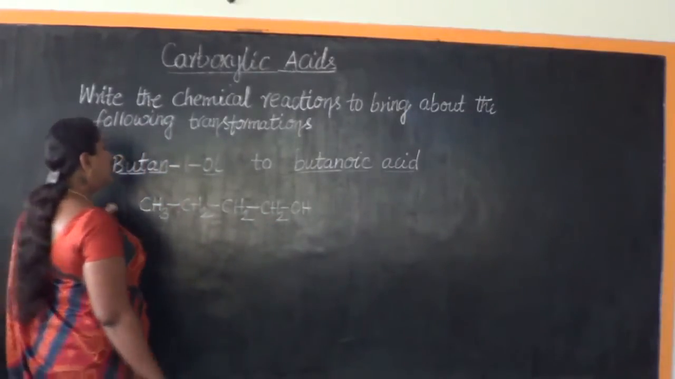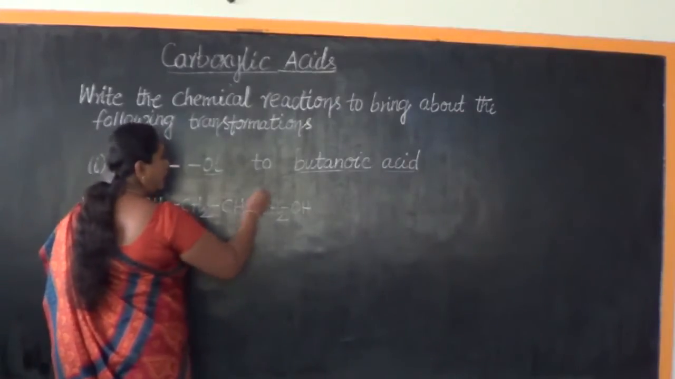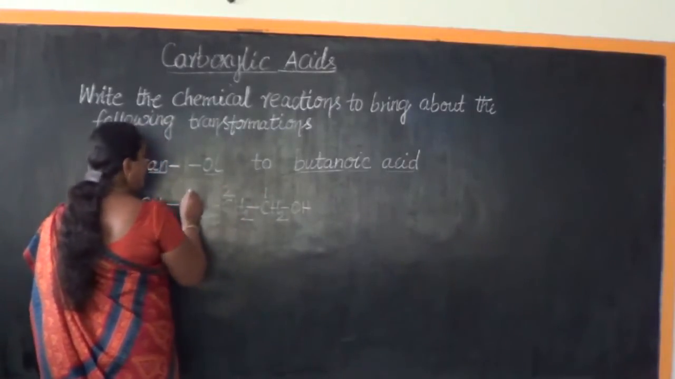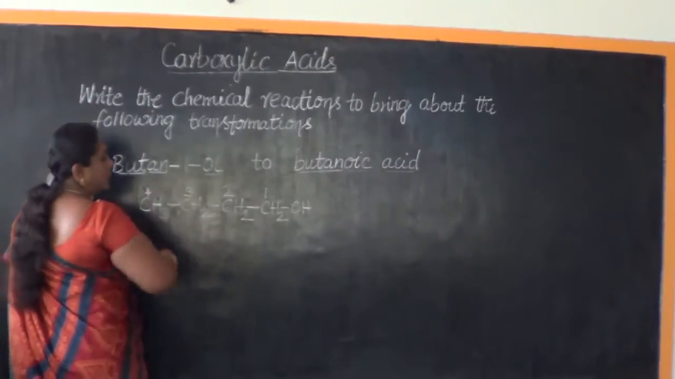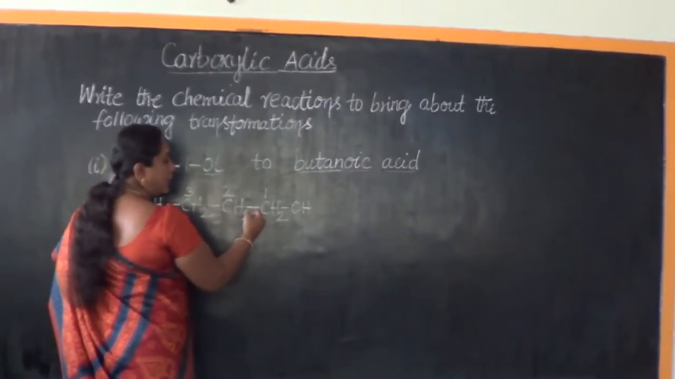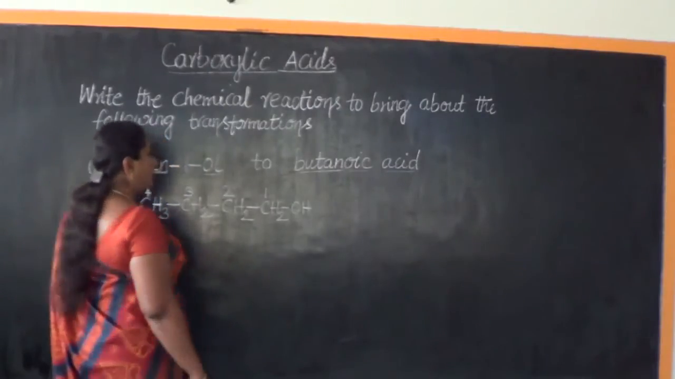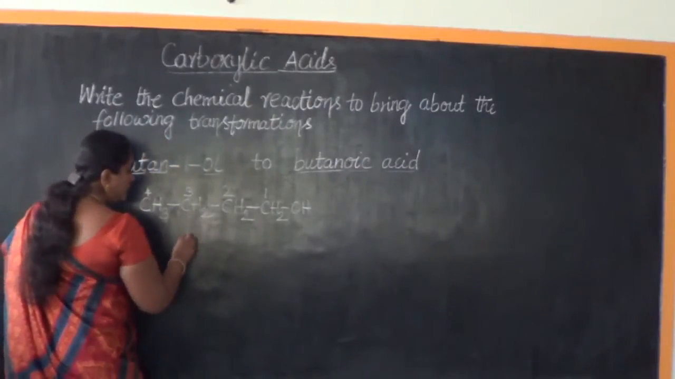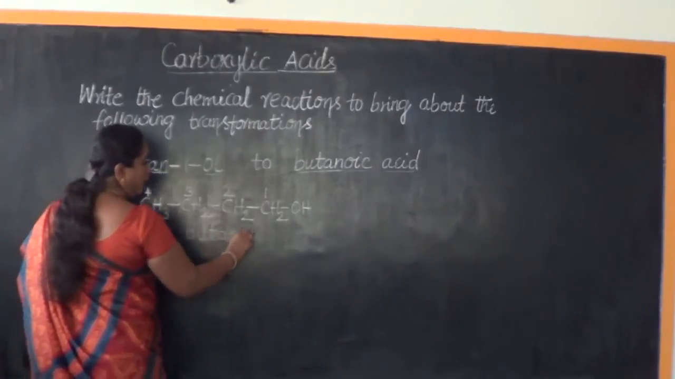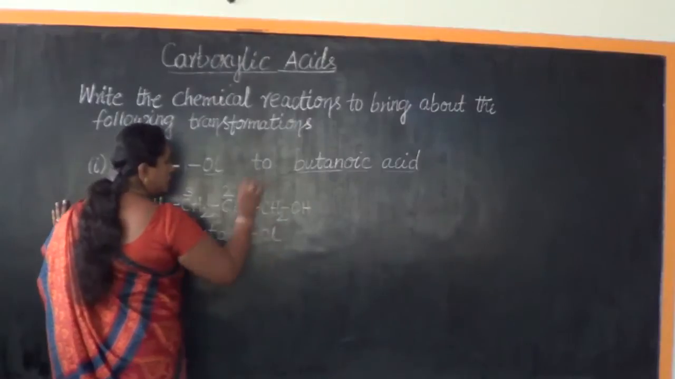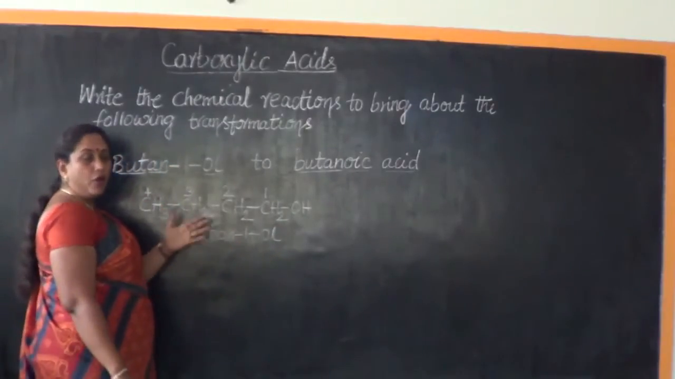So therefore, what is the name of this compound? This will be the first carbon, second carbon, third carbon, and fourth carbon. Why is this the first carbon? Because it is attached to the functional group, the hydroxyl group or the OH. So what is the name of this compound? It is butan-1-ol, or else you can also call it butanol.